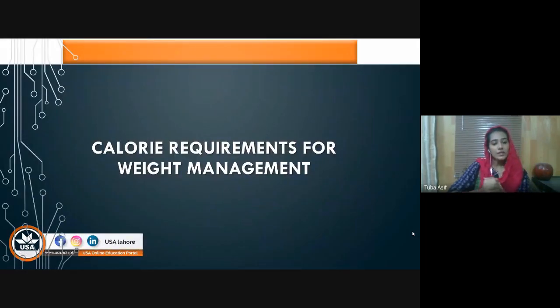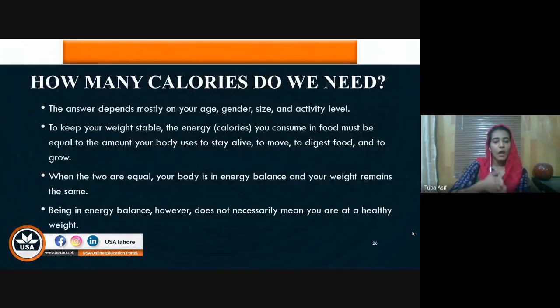Now, I will be discussing the calorie requirements for weight management. So, how many calories do we need? What are calories? As we know, calories are the unit of energy in which our body expends energy, and they depend on many factors like age, gender, size, and activity level.